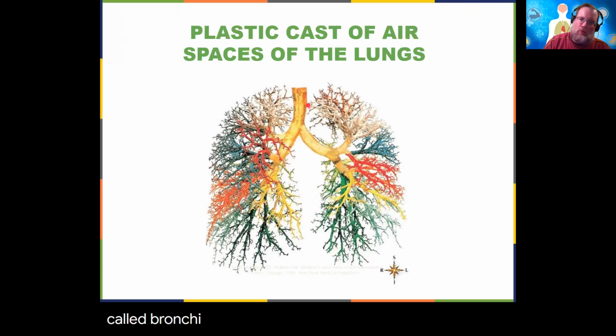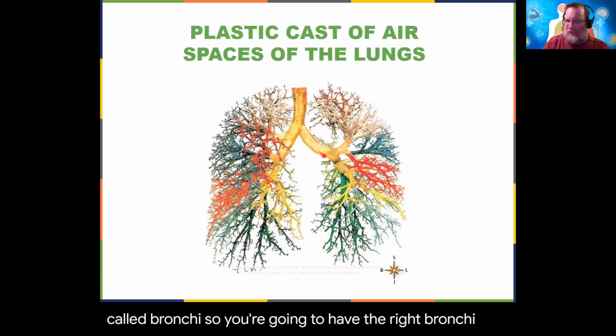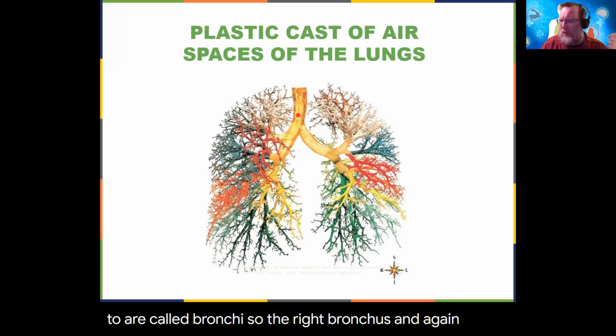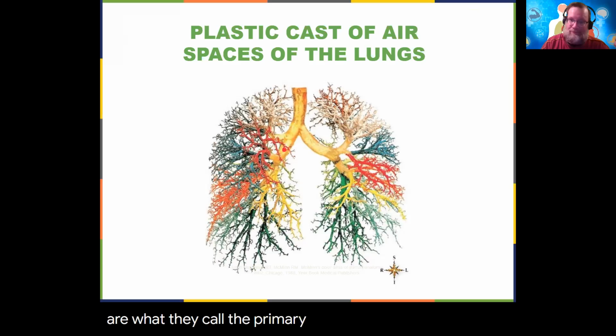So you're going to have the right bronchus and the left bronchus. One is a bronchus, right bronchus, left bronchus. Okay. Together, two are called bronchi. So the right bronchus, and again, these are what they call the primary bronchi. Okay. They're the first ones.